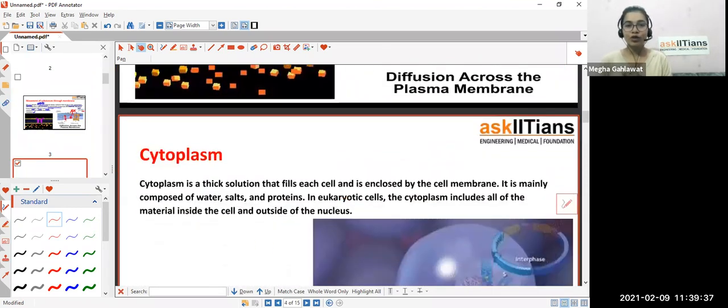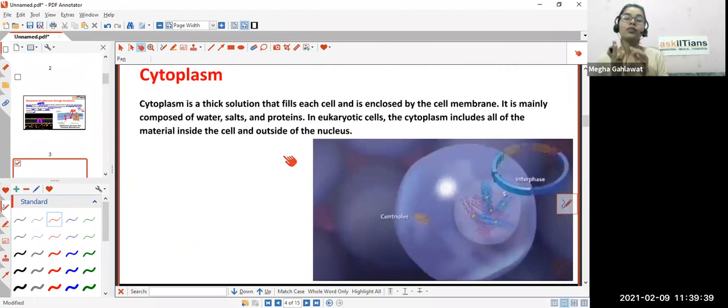Next thing that we are going to study is the cytoplasm. The most important thing about the cytoplasm is that it determines if a cell is living or non-living. If the cytoplasm of a cell is moving, the cell is living. If the cytoplasm of the cell is not moving, then that particular cell is dead.